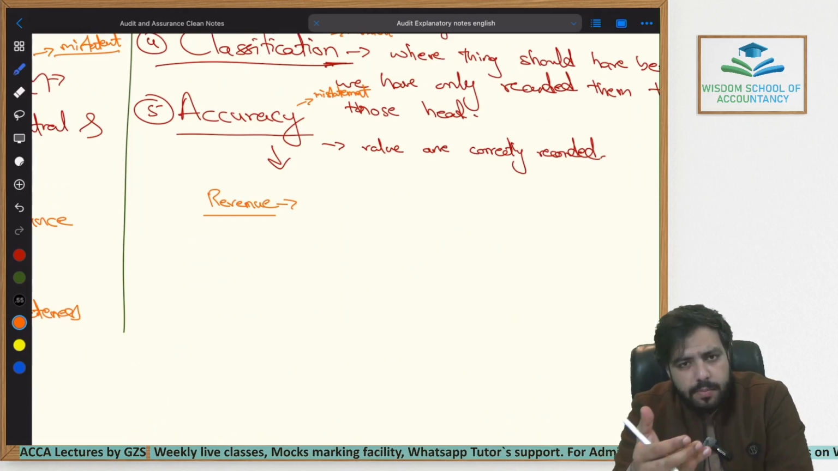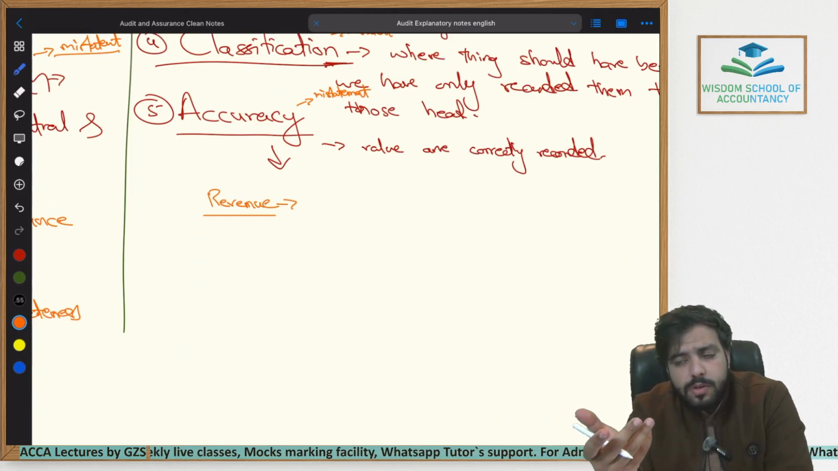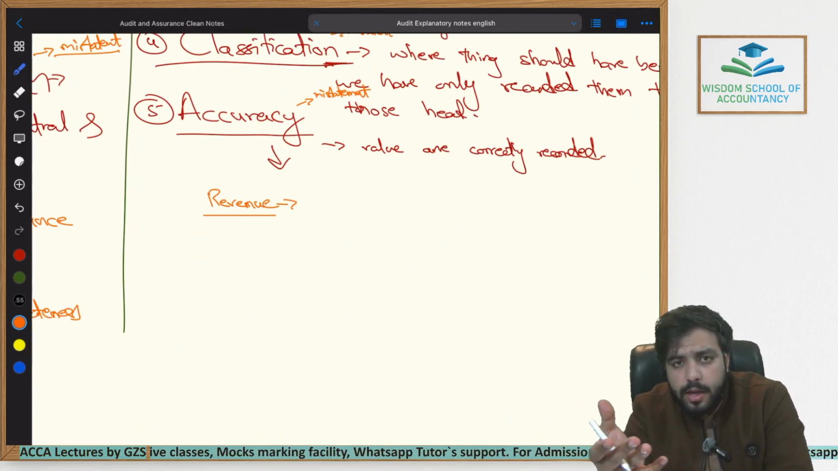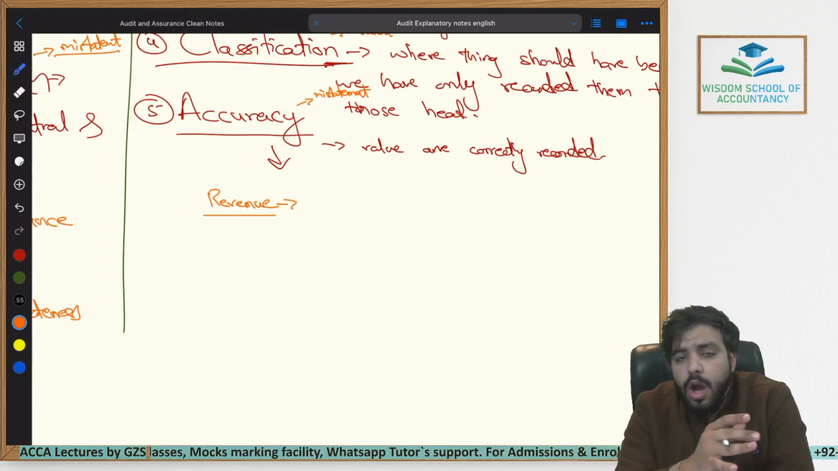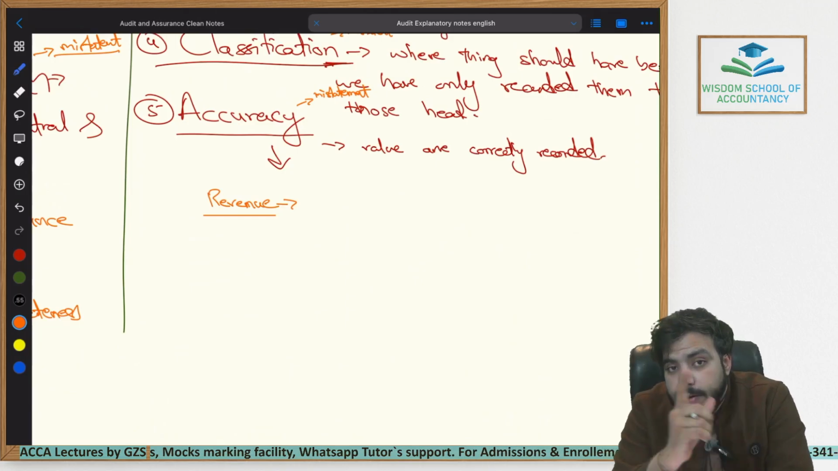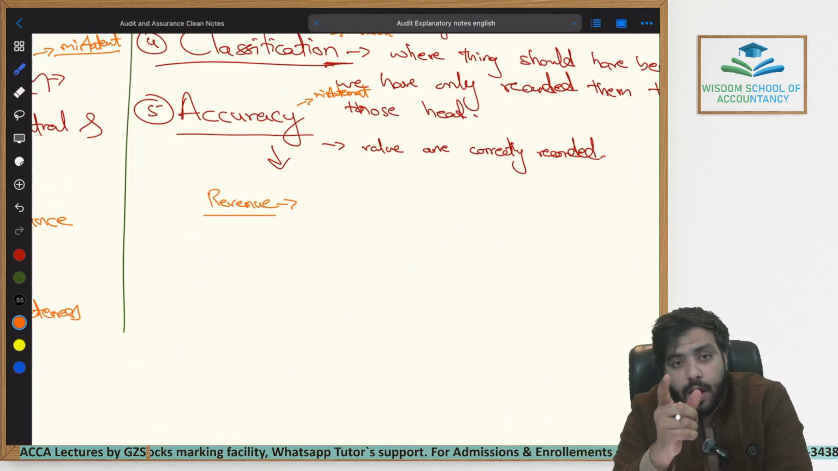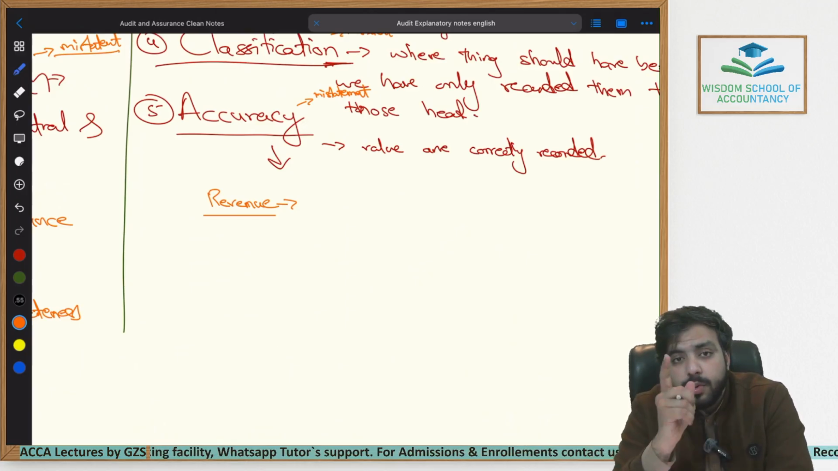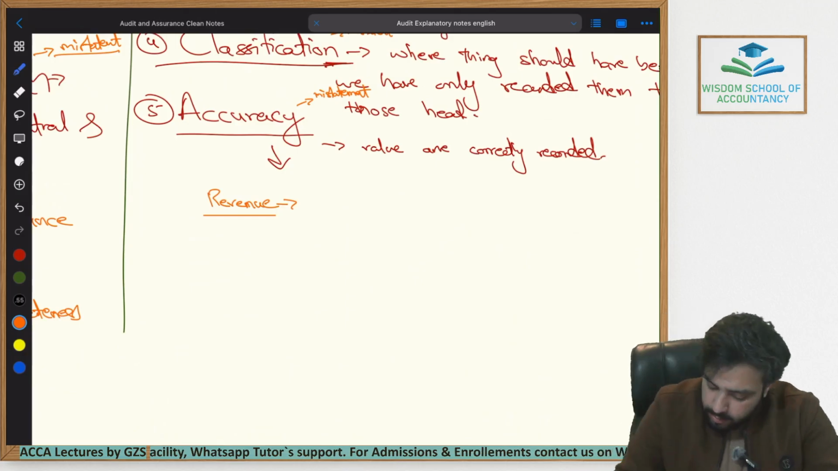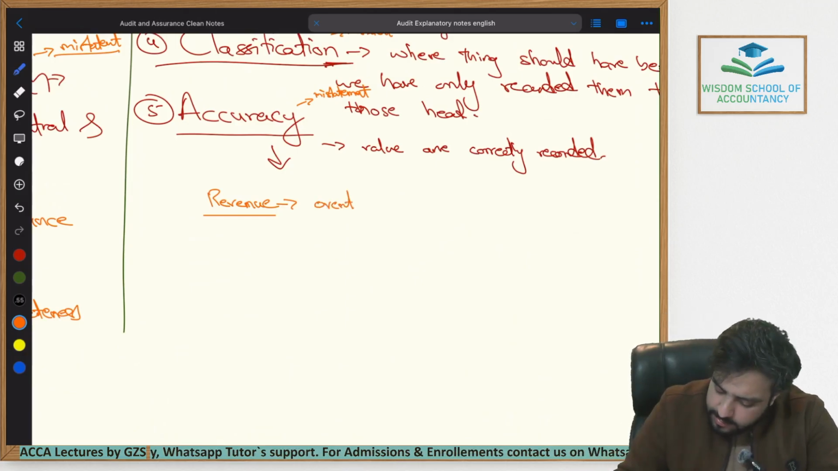If you are a company making your financial statements, obviously you would want to show a healthy financial image, and a healthy financial image can only be shown by more revenue within the statement of profit and loss. So management by default would want to overstate the revenue. So the risk that exists within revenue is overstatement risk.